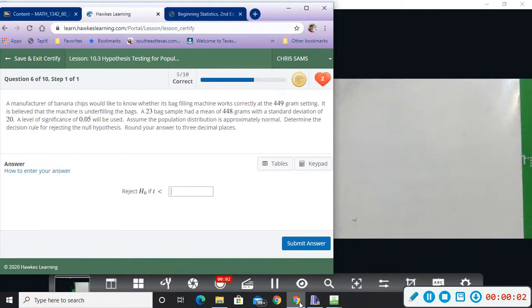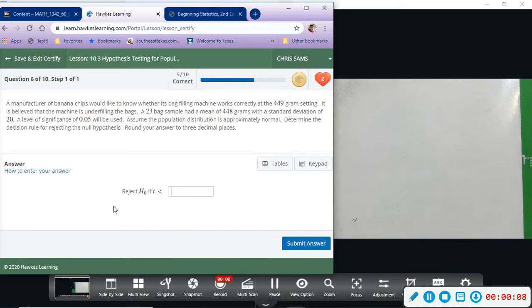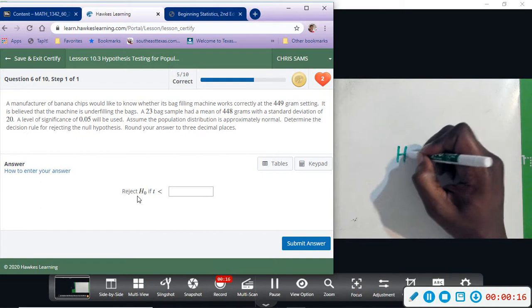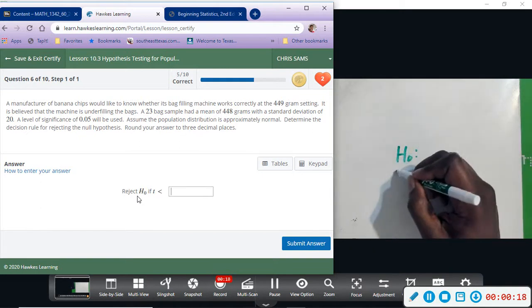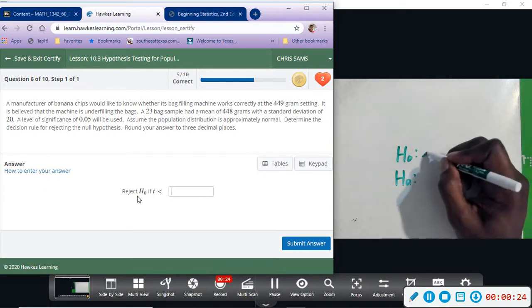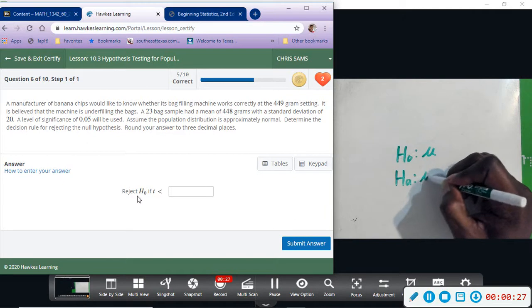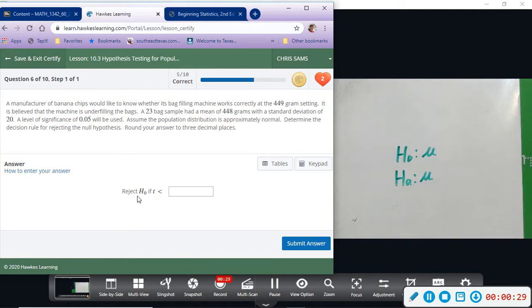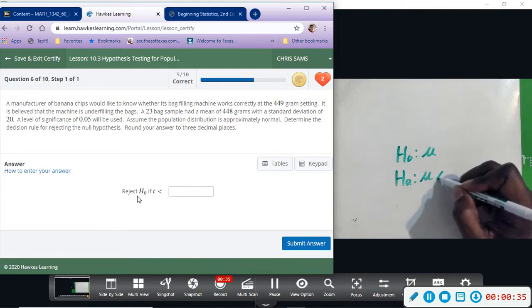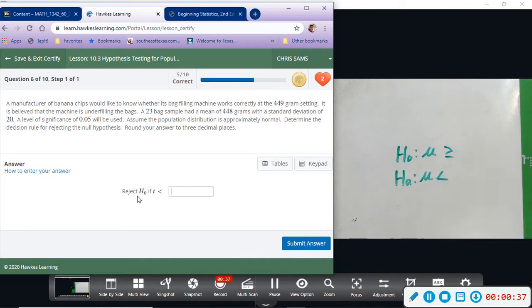All right, number 6, looking at the question, we want to know basically the critical value that will determine if we would reject the null. So I'm going to start out by setting up our null and alternative. And we're going to do with either the mean is greater than or less than. Based on the scenario though, I can see that we're going to be dealing with the left-sided test. So this is going to be less than, this is going to be greater or equal to. But let's go through it and verify.